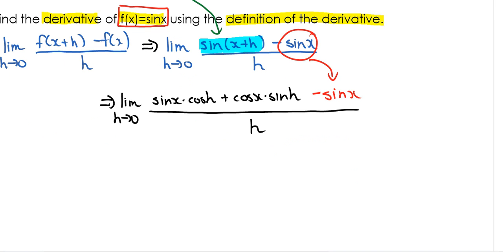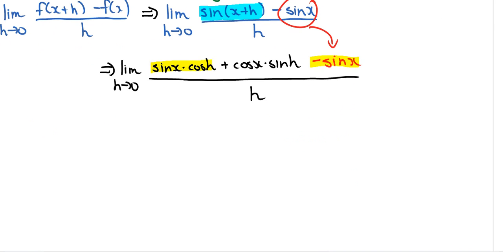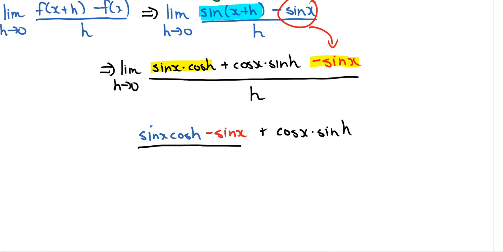Now, what I'm going to do next is highlight this sine x cos h and this negative sine x, and I'm just going to rearrange the terms in the numerator here. So I'm going to rewrite this as sine x cos h minus sine x, plus cos x sine h, all divided by h. Okay, so that step right there, I'm just rearranging the terms.